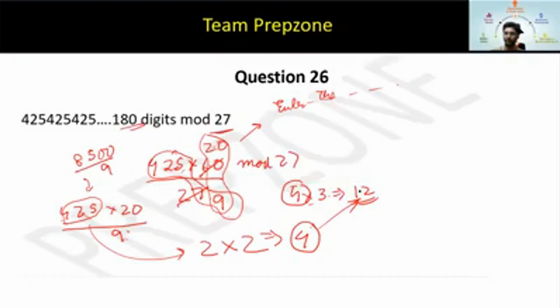This will again give me the same answer as 4, because 8 plus 5 is what? 13. So 13 means 4, right?